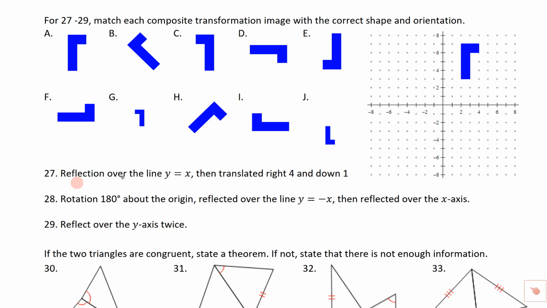It says, reflection over the line y equals x, then translated right 4 and down 1. Okay, so let's take a look here. I'm just going to draw enough of this line that we can kind of see what's going on there. And then we're going to reflect this across the line y equals x. So remember, we just switch the x and y coordinates.